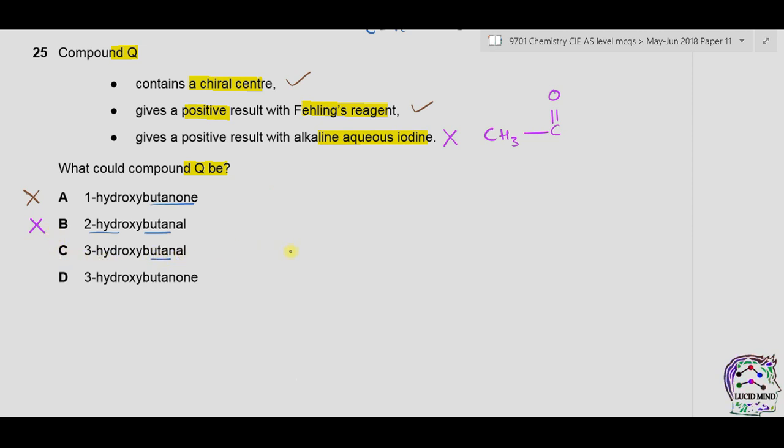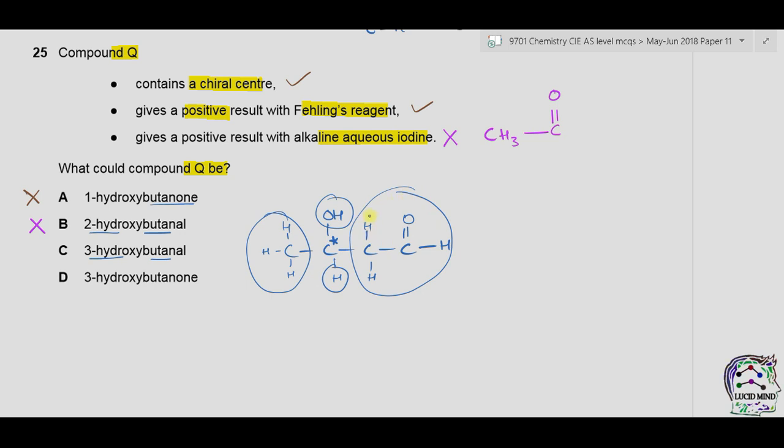C is 3-hydroxybutanal. Again we have a 4 carbon aldehyde. This time the hydroxy group is attached to the third carbon. Rest are the number of hydrogen atoms. As we can see that this carbon is attached to 4 different groups: one is OH, one is H, one is CH3 and one is this one.